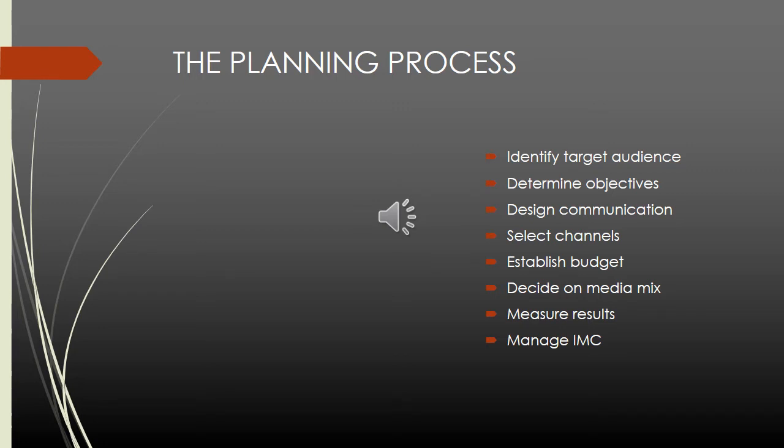Then it says to decide on media mix. Media mix means that you may choose both options, the newspapers and the magazines, which is print media, and electronic media. So both can go side by side. There is no restriction that you can only use one media for this marketing communication.